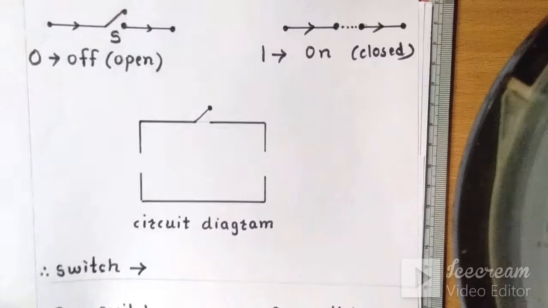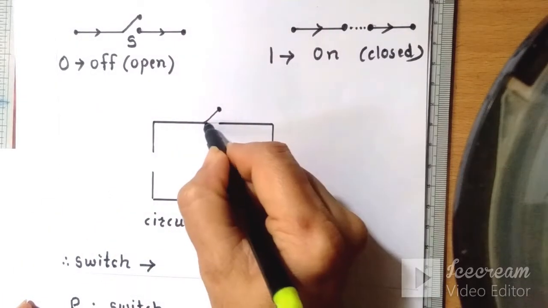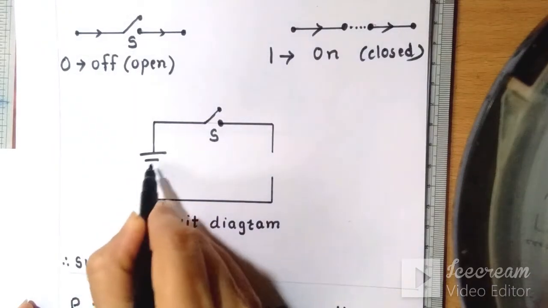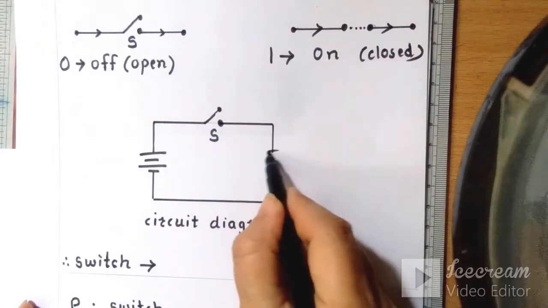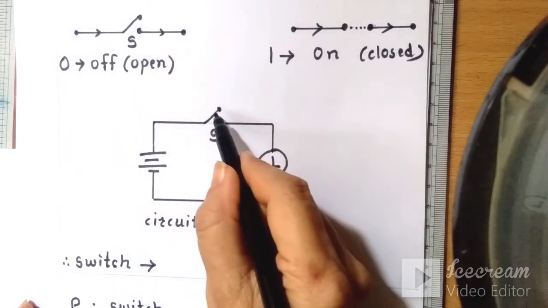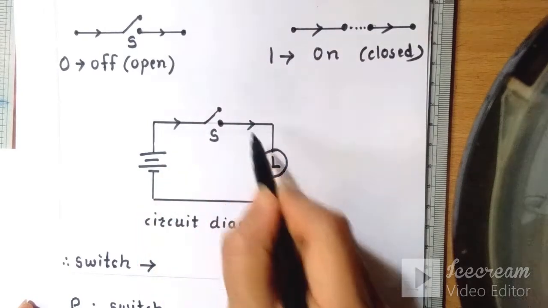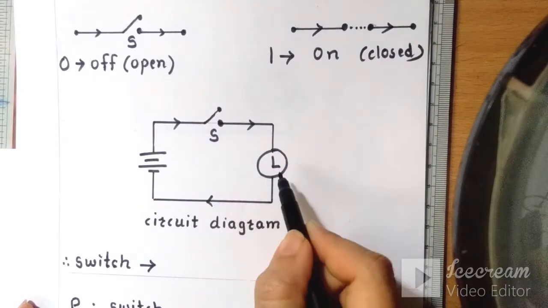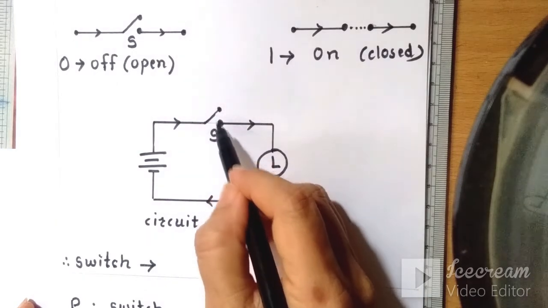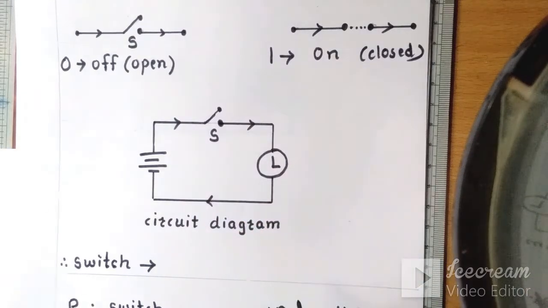Now consider this diagram. These are actually wires, and suppose this is switch S and here a battery is connected and this is the lamp. If this switch is open, current will not flow and so the lamp does not glow, and if the switch is closed, that means in on position, then current will flow and the lamp glows.